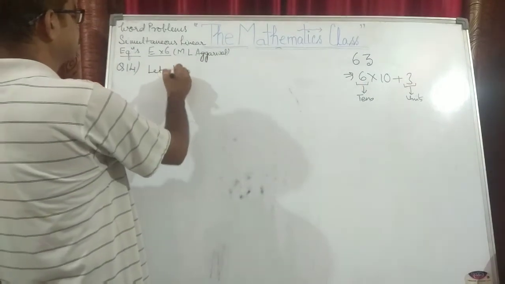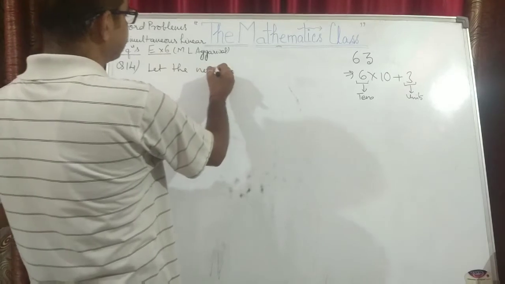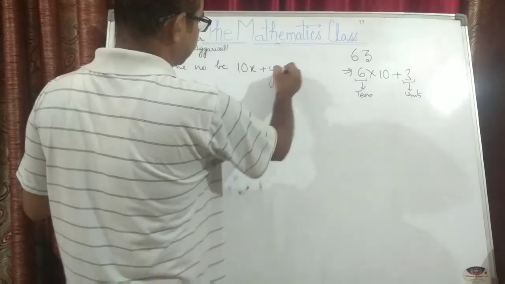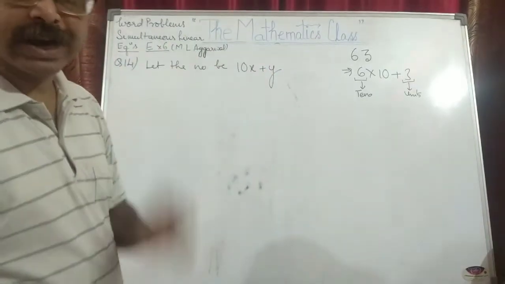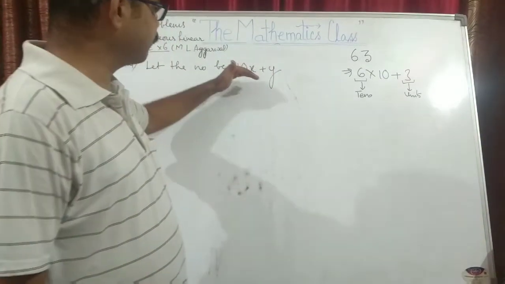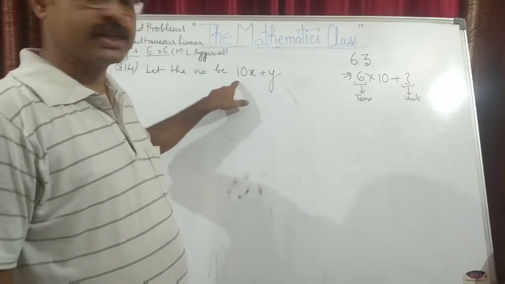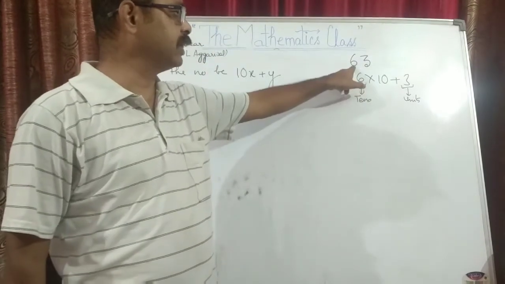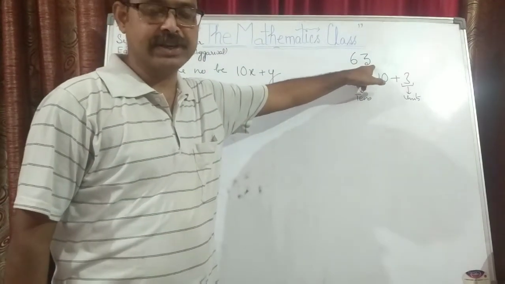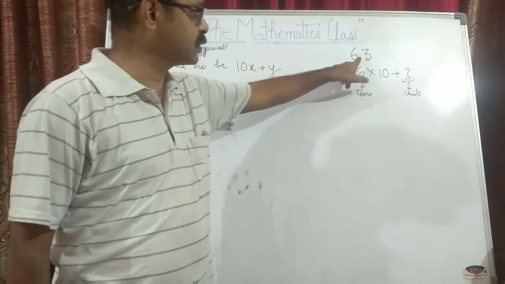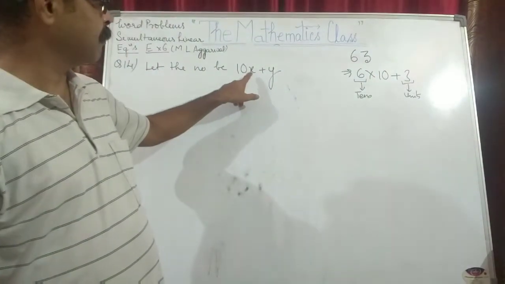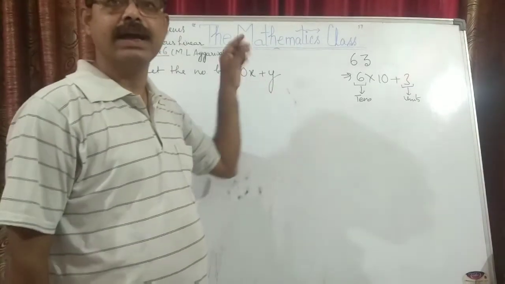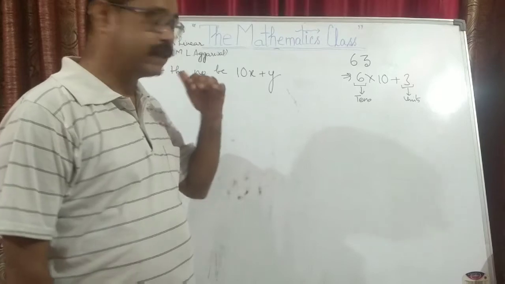Let the number be 10x plus y, where x and y are digits, but why we have taken 10 over here? It represents the place value of x. 6 into 10, 63. Though the digit is 6 and digit here is 3, but this is units place, this is tens place. So here number is 10x plus y because y is at units place and we are assuming that x is at tens place.